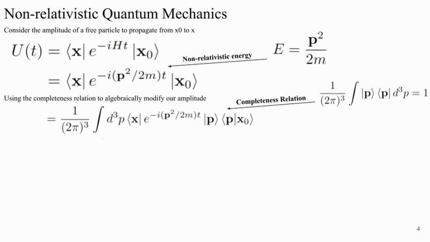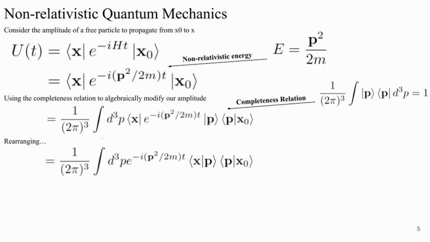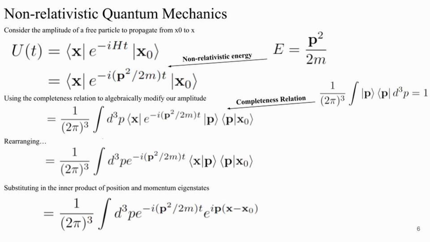The completeness relation is essentially 1, but this allows us to write an outer product between two momentum eigenstates. We can use this to rearrange the contents of our integral such that we then have inner products between momentum and position eigenstates. This is good for us because then we can substitute the expressions of the inner product between position and momentum eigenstates into our integrand.